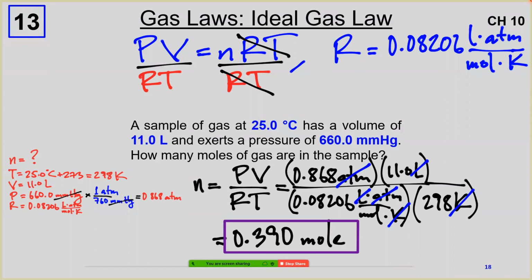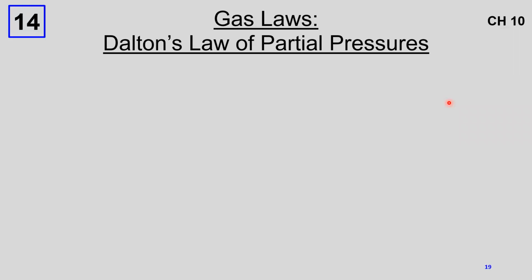All right, and then the last gas law here can be tricky. This one is called Dalton's law of partial pressures. So here's Dalton's law of partial pressures. And there's several equations that you can come up with for Dalton's law. So let's take a look.